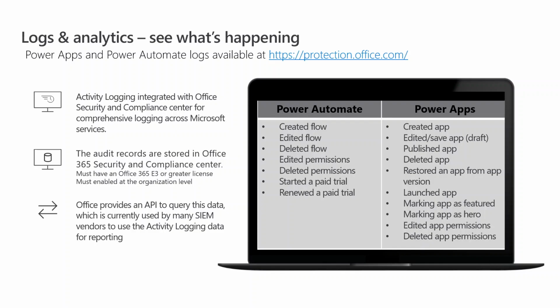Audit records are stored in the Office 365 Security Compliance Center. That's for Office 365 E3 or greater. Logging must be enabled at the organization level, and Office provides an API to query this data, which you can get access to via the Microsoft Graph.